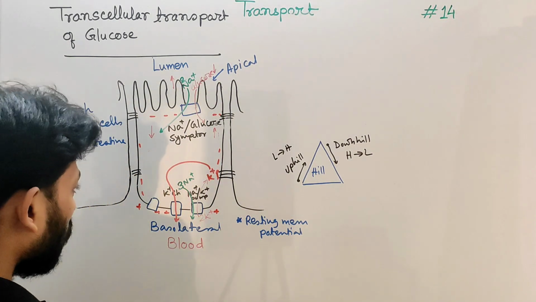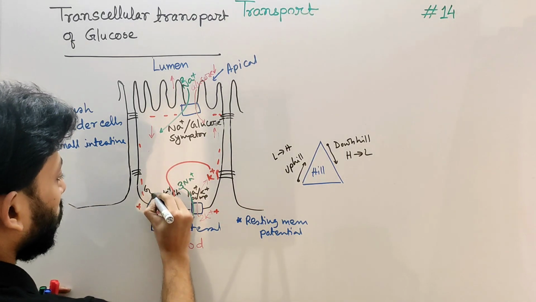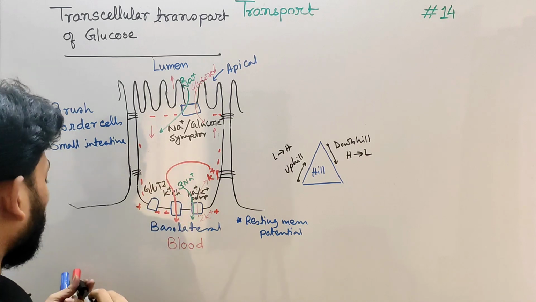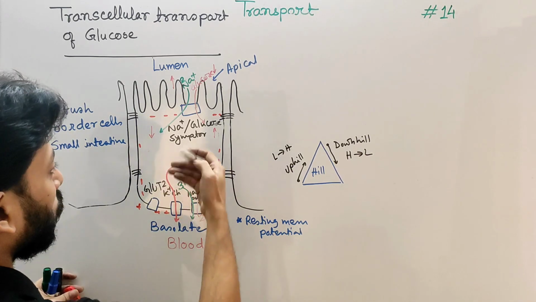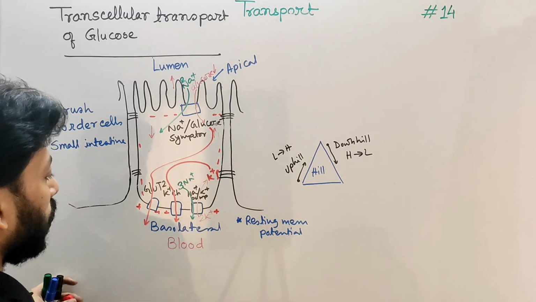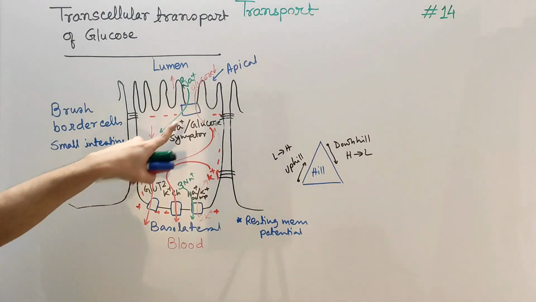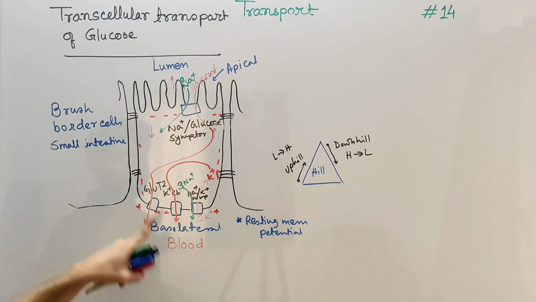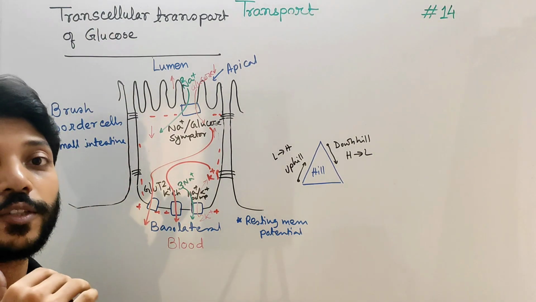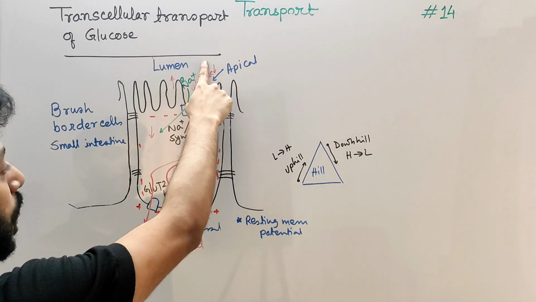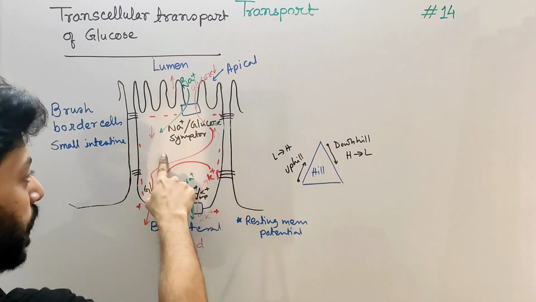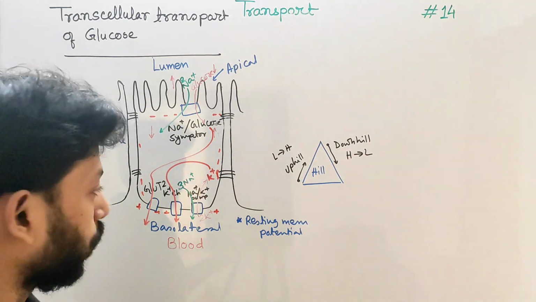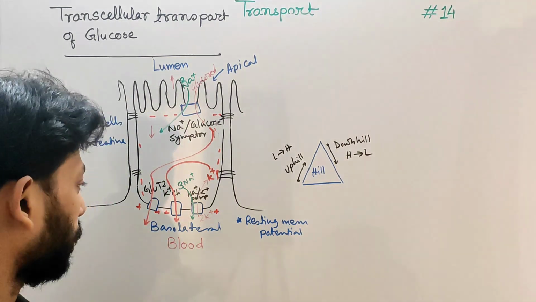Okay. Not only that, there is a uniporter in the basolateral position that is called GLUT2 proteins. Through these GLUT2 proteins, glucose moves out of the cell into the blood. As glucose is moving from the apical portion to the basolateral portion into the blood, that's why it's called transcellular transport of glucose. So glucose comes from the nutrition to the cell, and then it goes out of the cells through the GLUT2 proteins. This is a uniporter through which glucose moves into the blood.